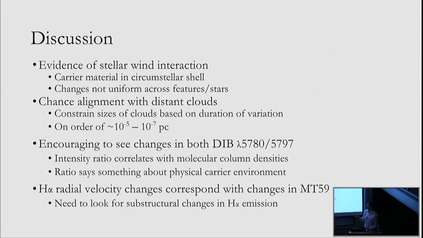So it's probably not this, but it's definitely something to take into account. It's encouraging that we see changes, especially in the MT59. We saw changes in both of these DIB features.